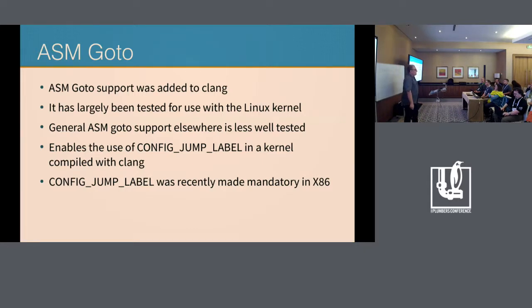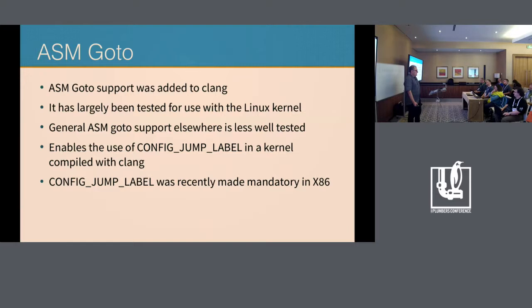So this has probably got to be the biggest problem that people brought up, certainly towards the end of the time that I was working on using Clang with the kernel, and that is that support for asm goto wasn't available in Clang. And asm goto is very important for being able to enable things like CONFIG_JUMP_LABEL, which allows you to optimize the use of fixed predictions of whether you're going to take a particular branch. asm goto has been added to Clang and has been tested very heavily with the Linux kernel, which is very helpful because, amongst other things, CONFIG_JUMP_LABEL has now been made mandatory in the x86 kernel. So it was actually absolutely required.